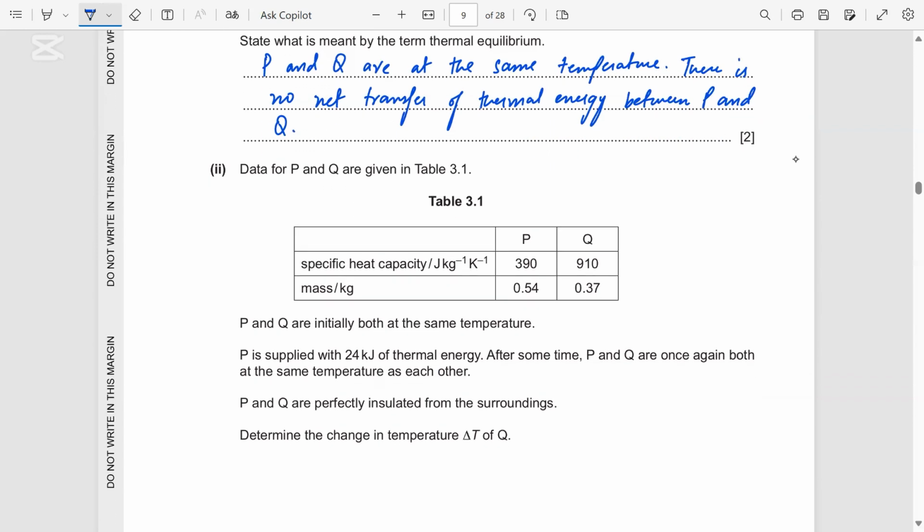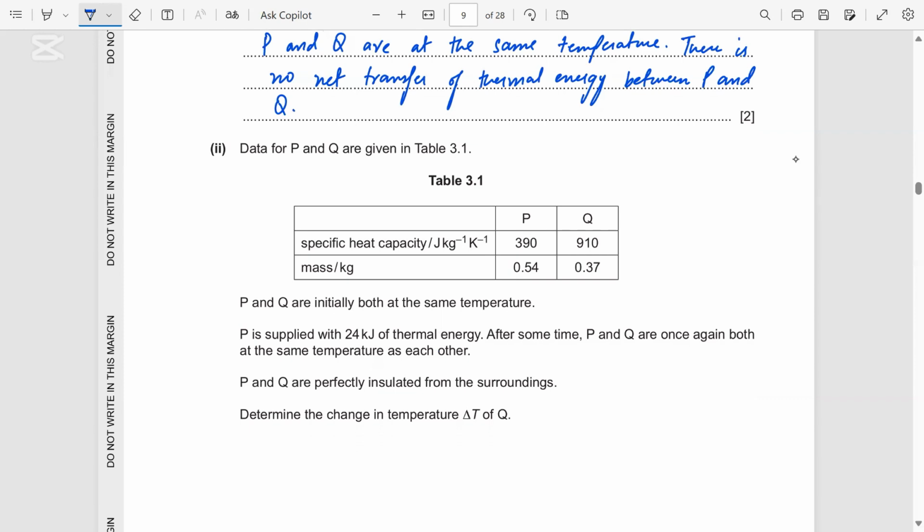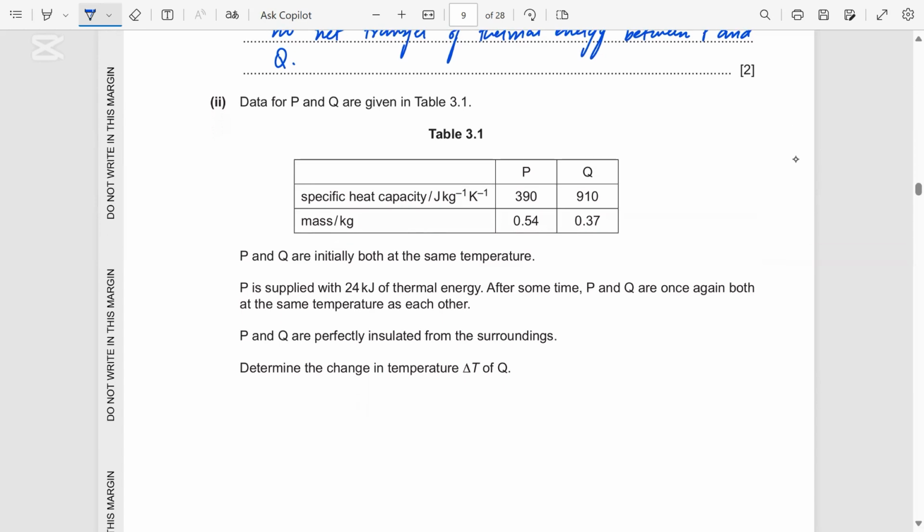So you should know that here what's happening is that P is being supplied with 24 kilojoules of thermal energy, right? Initially they are both at the same temperature. And after some time, they are again both at the same temperature as each other, right? So let's talk about the change in temperature of Q.